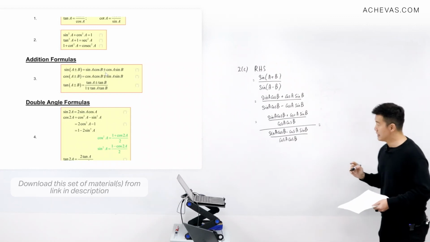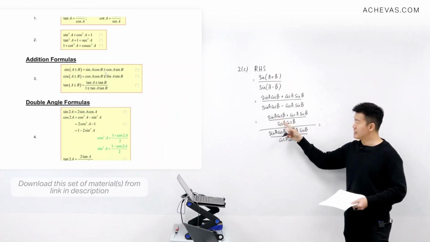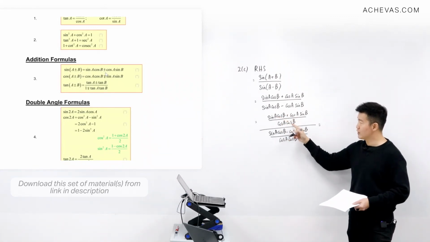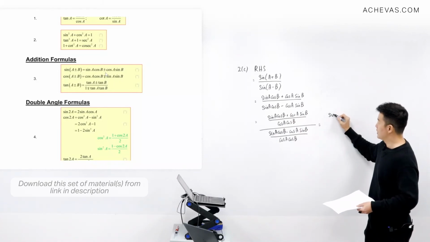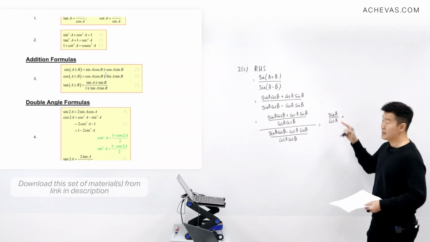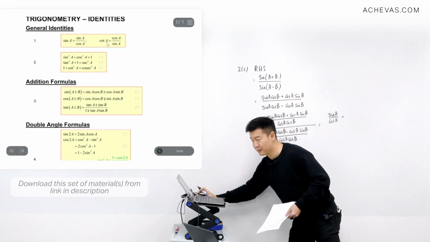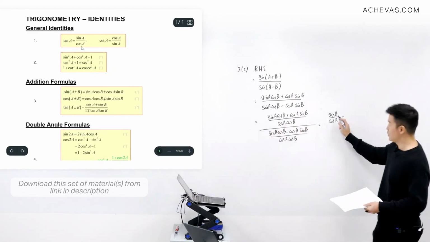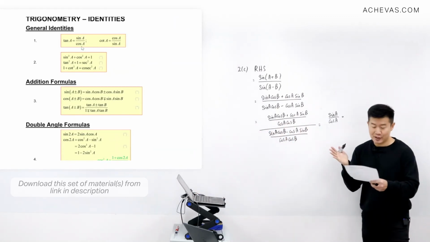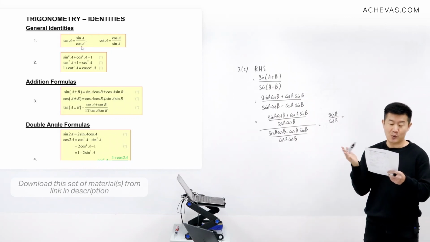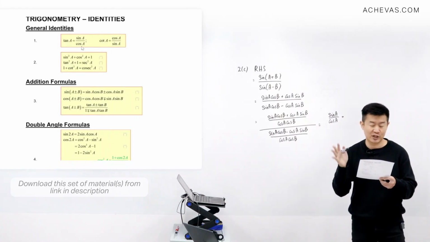Why are we doing this? Because if I take this divided by this, then the cosine and cosine will disappear, which means I'm going to be left with sine A divided by cosine A. And what is sine A divided by cosine A? It is tangent A. So this will become tangent A, and this is synchronized to what we are given on the left-hand side.